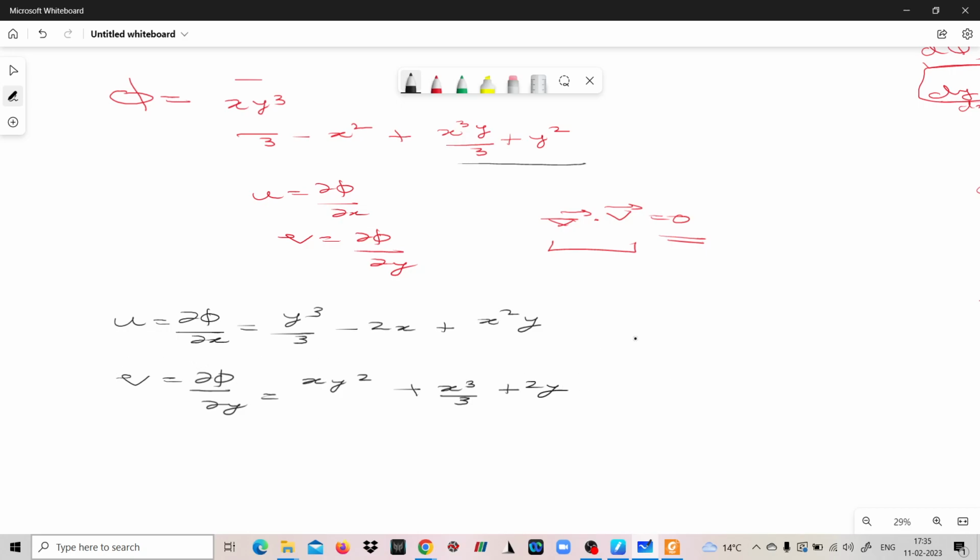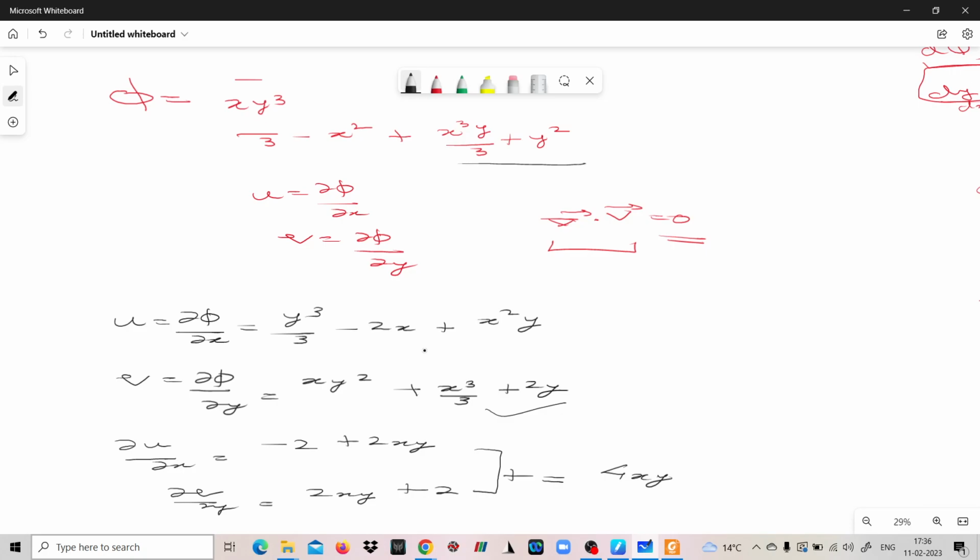Now you need to check whether it satisfies continuity equation or not. So del u by del x will be what? Minus 2 plus twice xy. Del v by del y will be what? Twice xy plus 2. If you add these two, are you getting 0? No. If you add these two, you are getting 4xy, if all the computations are correct.